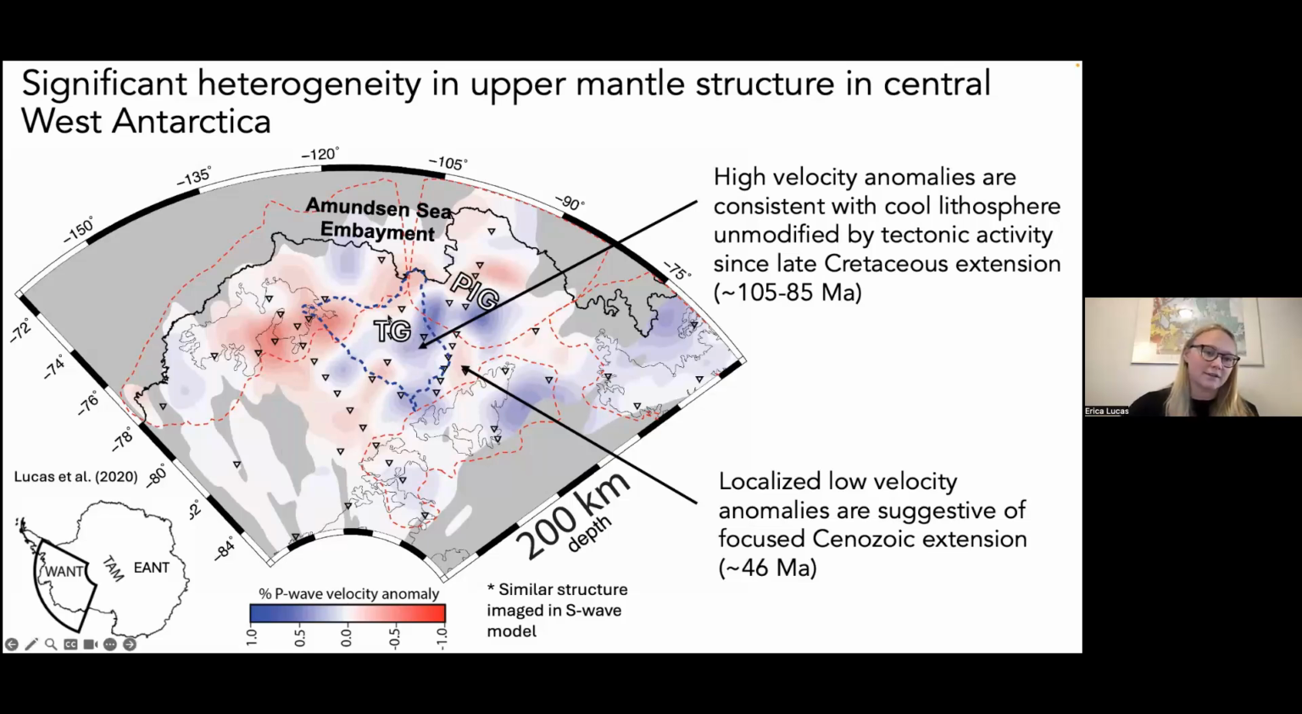But there are a lot of low velocity anomalies throughout the region. So in Marie Byrd Land, this crustal block, we have a lot of Cenozoic volcanism, and hence why we are seeing these lower velocity anomalies. And then there's some evidence that there's some sort of mantle flow from Marie Byrd Land across the mouth of the Thwaites Glacier and beneath the Pine Island Glacier. But there are also low velocity anomalies that we see elsewhere in West Antarctica. So these are suggestive of more local or focused Cenozoic extension.